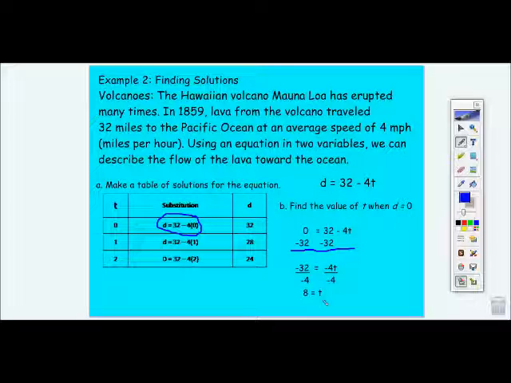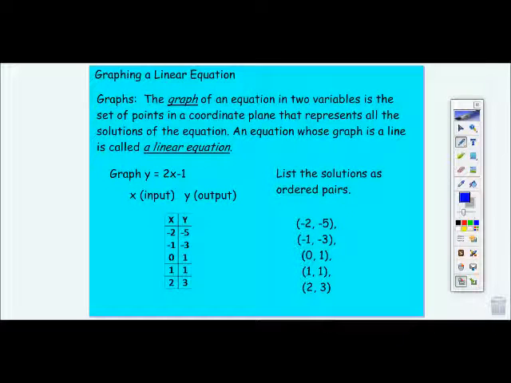It took about 8 hours to reach the ocean. Okay. They told me how far it traveled. They told me how fast, and I had to solve for how much time that took. The next part is going to be graphing a linear equation. This lesson is a little bit longer, has more examples, so I will probably have to pause after this one.